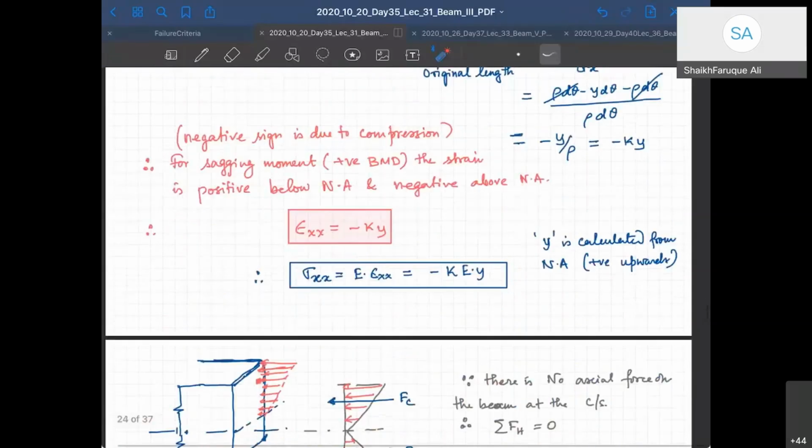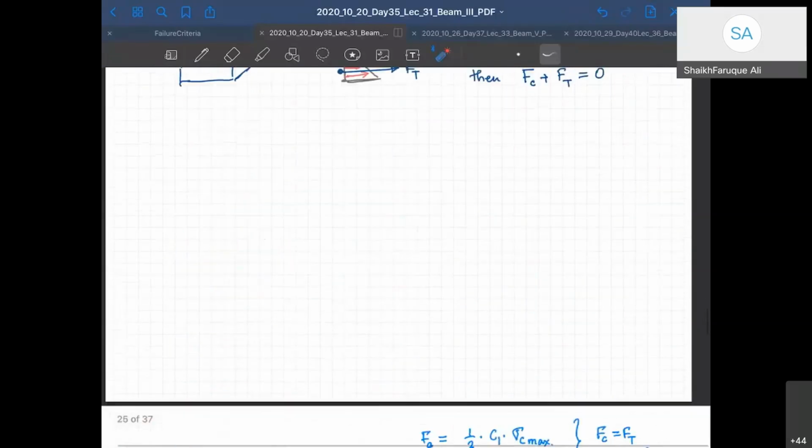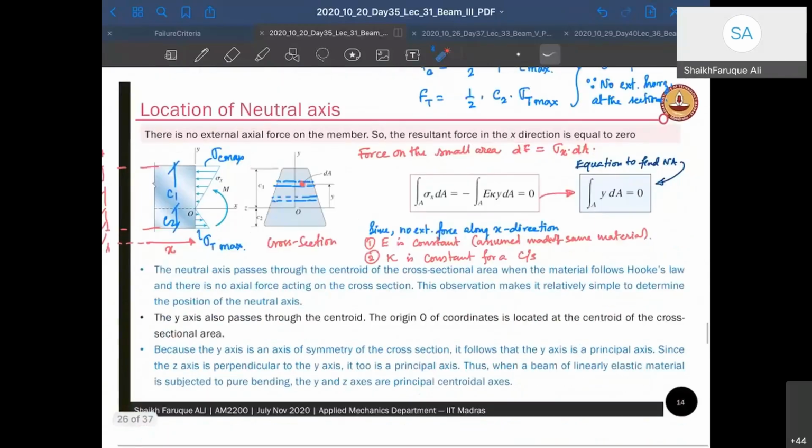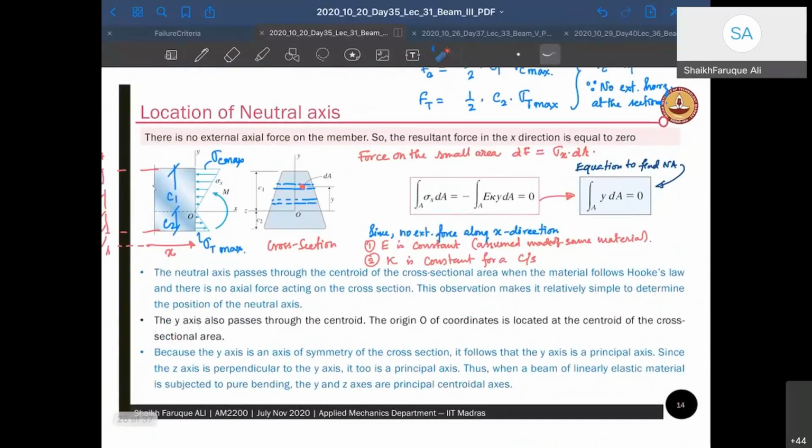Now, if the bending moment changes, then kappa will change at every cross section, right? Kappa will not change within a cross section. For a cross section, it is constant. That's what I wrote here. For the next cross section, it will depend on the next bending moment. So kappa can also be a function of x if the bending moment is a function of x. E can be a function of x if your beam is made up of different materials. But for a given cross section, E and kappa are assumed to be constant here.